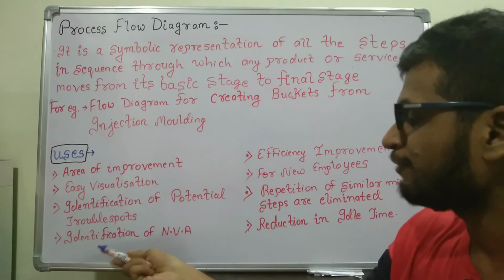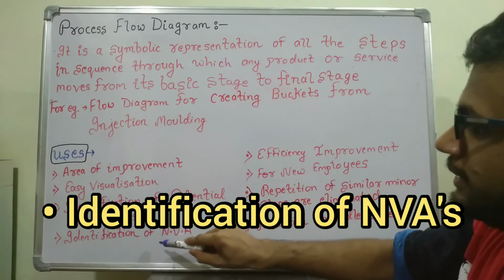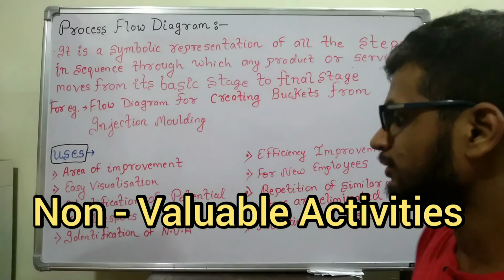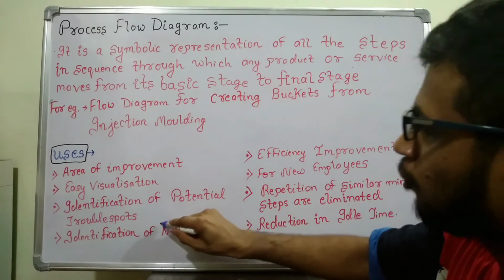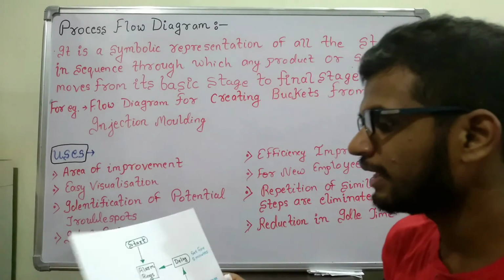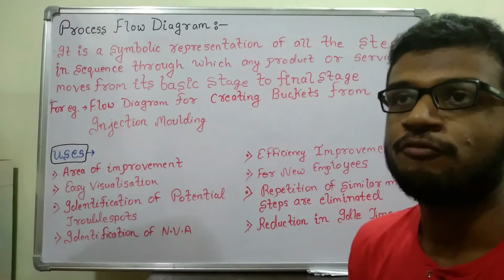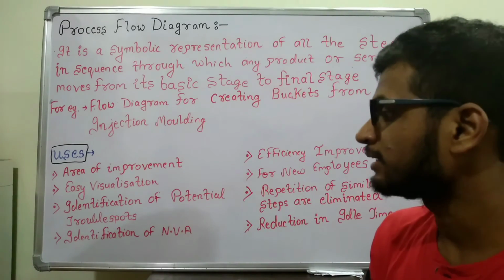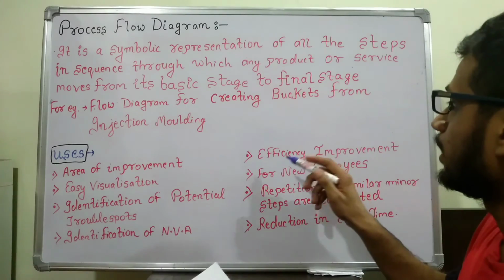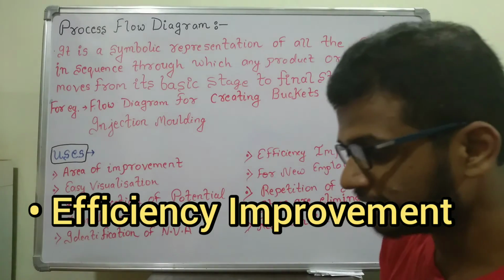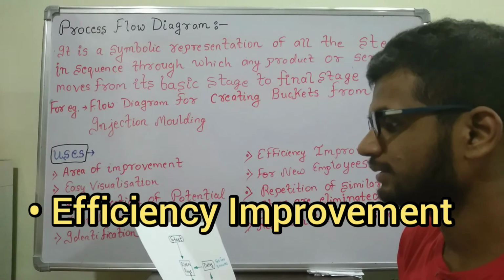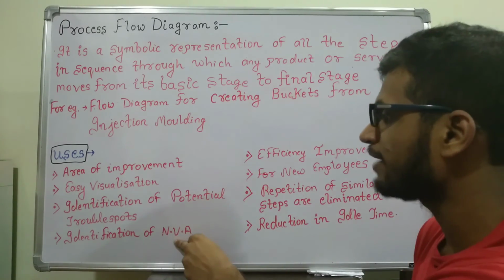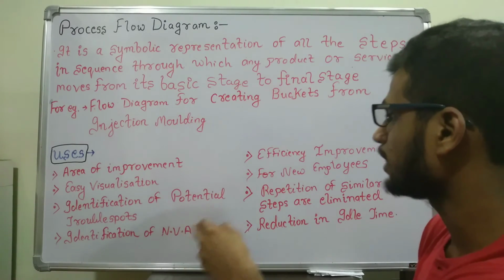Then we can even identify the NVAs. NVA stands for non-valuable activities. So suppose if there are any non-valuable activities which are consuming our time, our resources, then those can be avoided. Increase in efficiency, because we have the whole layout in front of us. It is very easy to visualize. We can even remove NVAs and prevent potential trouble spots. Our efficiency improves.